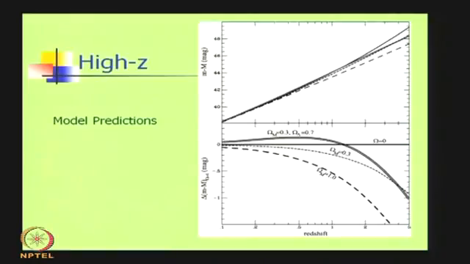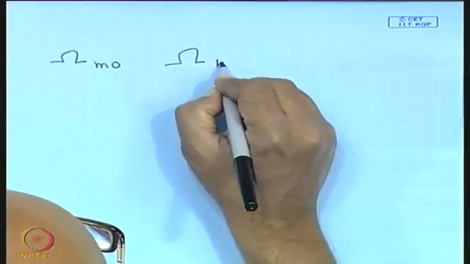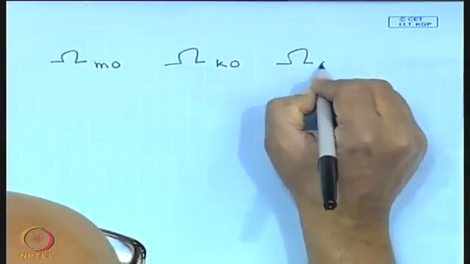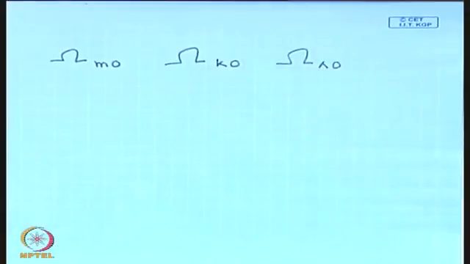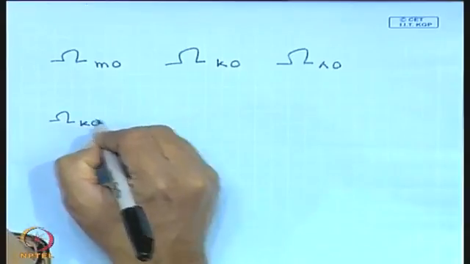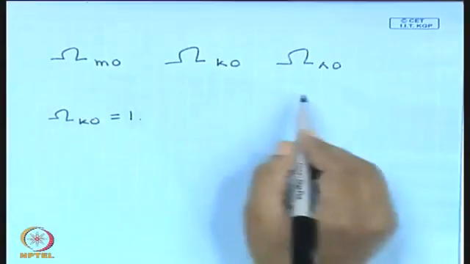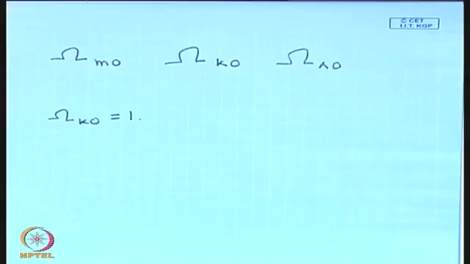This picture considers a model which has three variables: omega matter naught, omega curvature naught, and omega lambda naught. The reference line in this picture is a model which has omega curvature naught equal to 1 and the rest are 0. So there is no matter, there is no cosmological constant or dark energy. This is the reference line here.